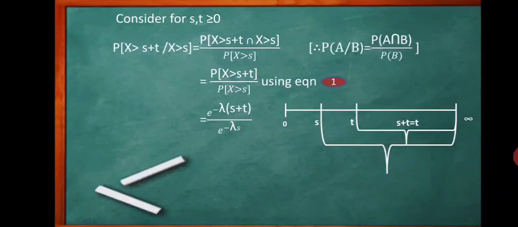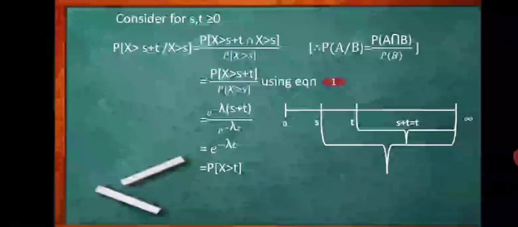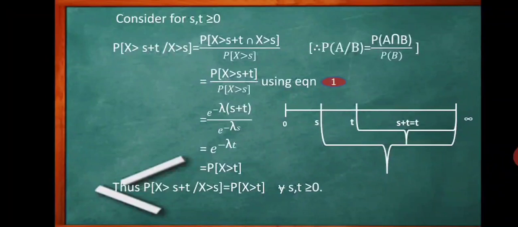Now, using equation 1, what is the value? If we have probability of x greater than k, we can write that value as e power minus lambda k. Similarly, here e power minus lambda of s plus t divided by e power minus lambda s. If you cancel this e power minus lambda s, we get only e power minus lambda t. Which is nothing but probability of x greater than t. So, we proved that LHS equal to RHS, that is probability of x greater than s plus t given x is greater than s means we get only probability of x greater than t.